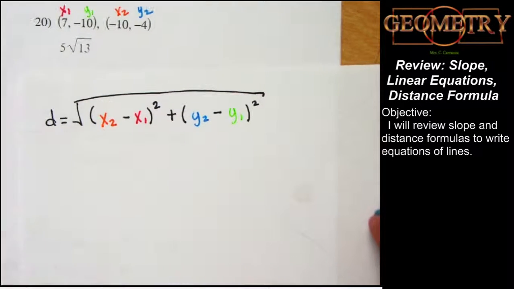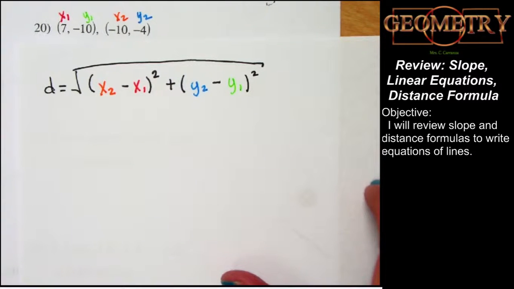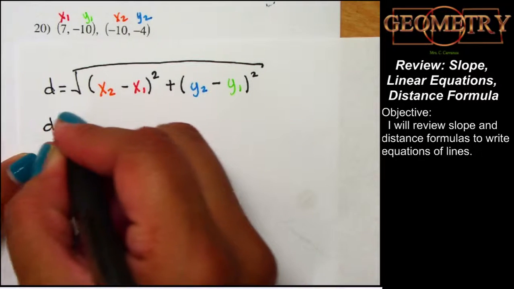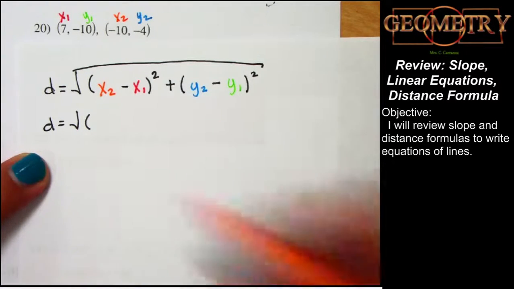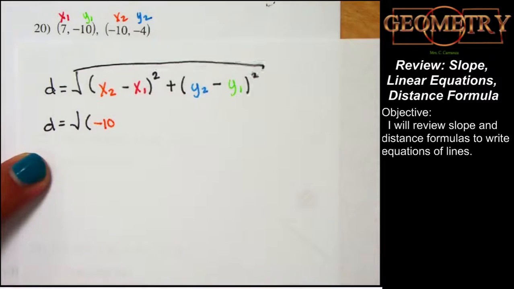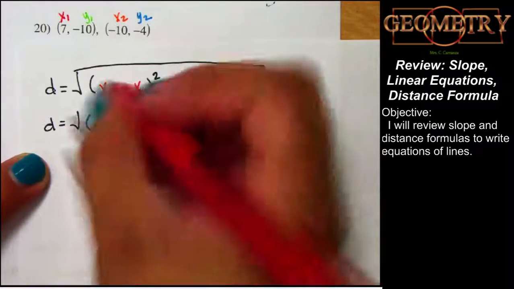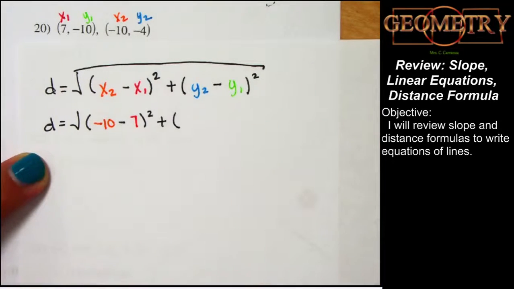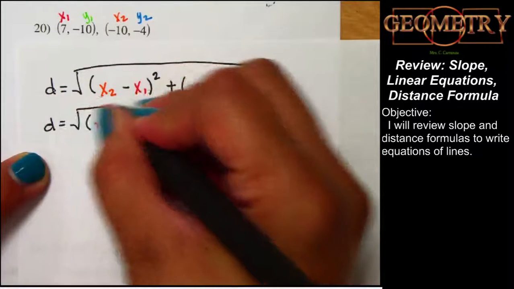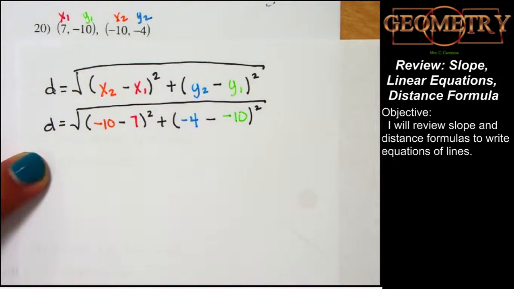Okay, so there's my formula. Now that I have my formula written and I've got it color coded, I can see what numbers go where. I'm going to go ahead and do the substitution. And once again, I'm color coordinating the substitution in hopes that it makes it easier for your eyes to track where we're going with this. Okay, so far so good.